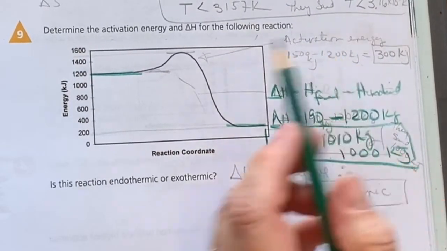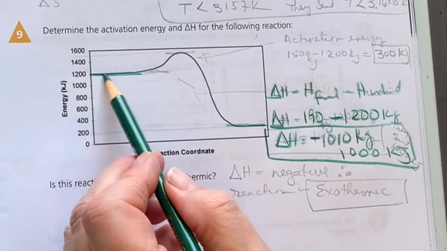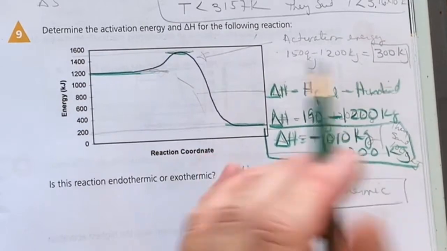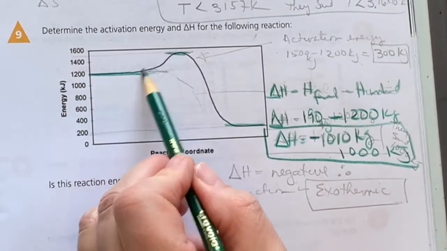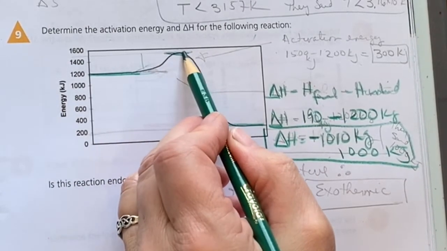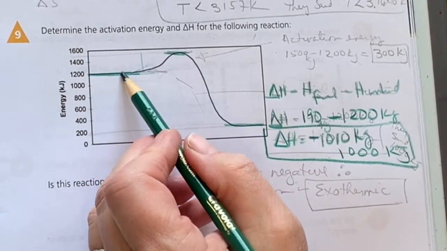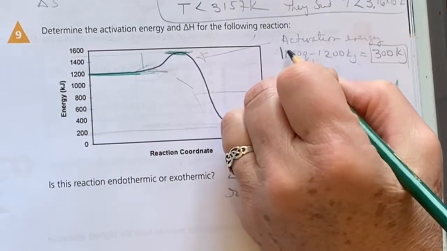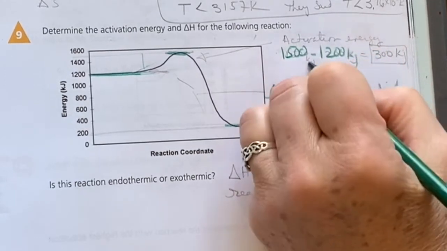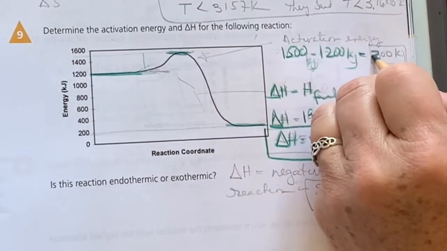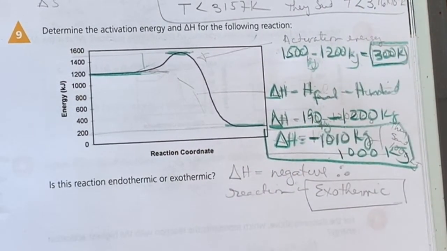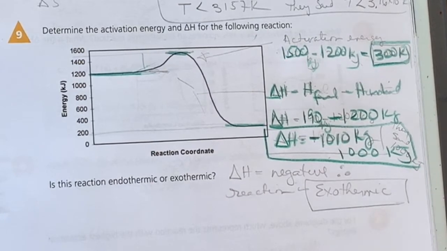All right, activation energy is what it takes to get the reaction started, before the reaction occurs. So we're looking for the difference between the top of the hump and where the reaction started. And it looks like the top is at 1500. We subtract 1200, and these are all kilojoules, equals 300 kilojoules. So our activation energy is 300 kilojoules.